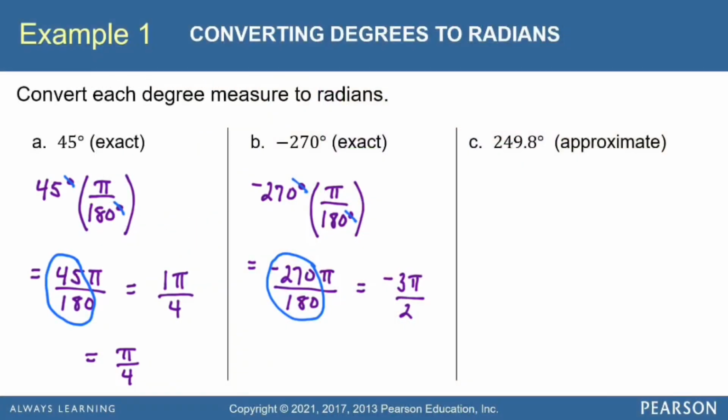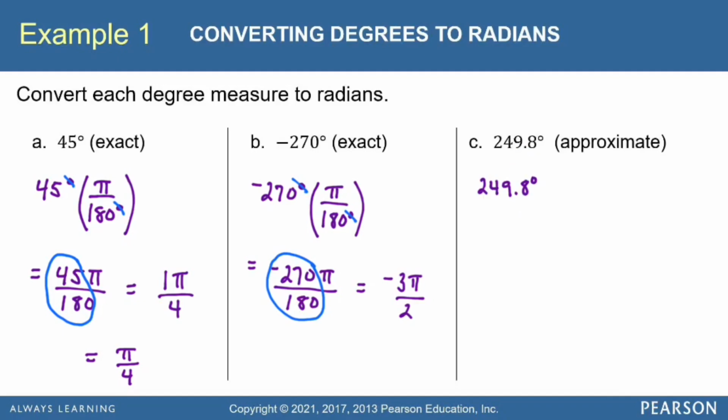And now let's take a look at part C, which says convert 249.8 degrees into radians. And this time we're going to give an approximate answer, which means we're going to have an answer in decimal form, and it's going to have to be rounded off. Now the instructions here do not say how many decimal places to keep, but when you do your homework in my lab, again, they will have to tell you how many decimal places to keep, so always be on the lookout for that.